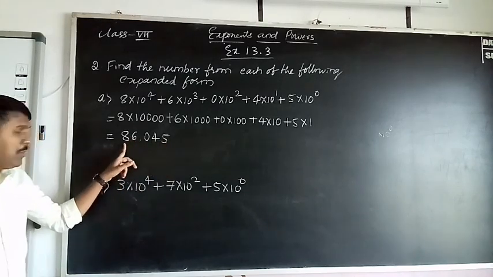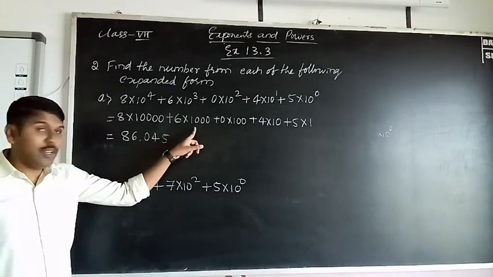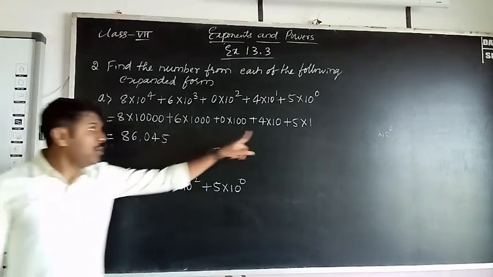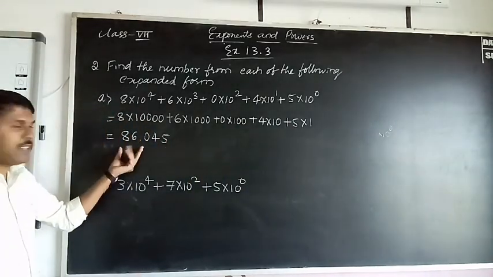86,045. 8's place value is 10,000. Next, 6's place value is 1,000. 0's place value is 100. 4's place value is 10. 5's place value is 1, isn't it? I hope you understand the concept.